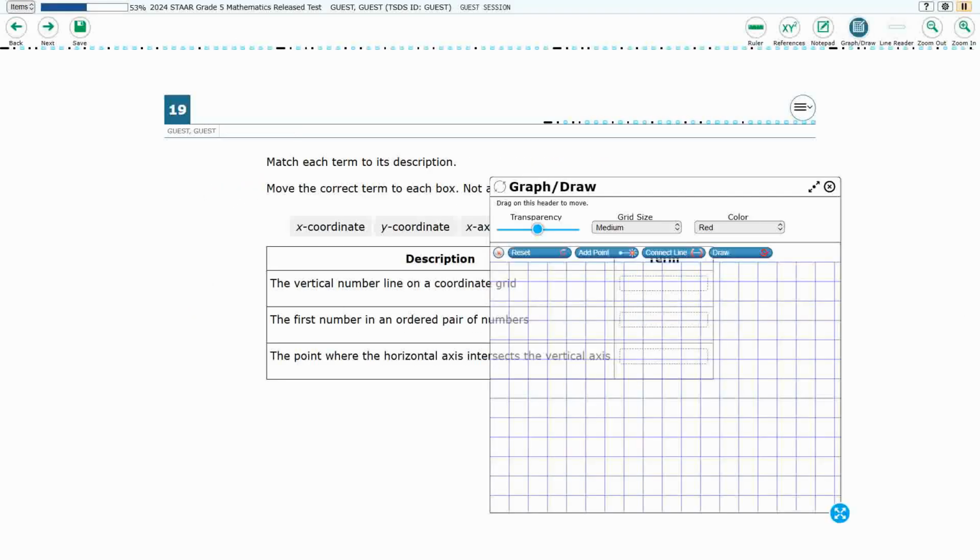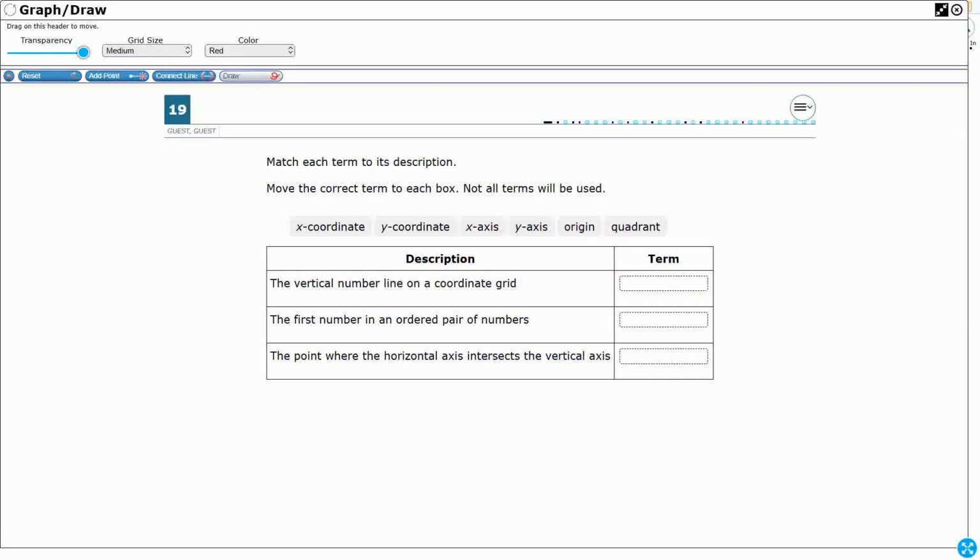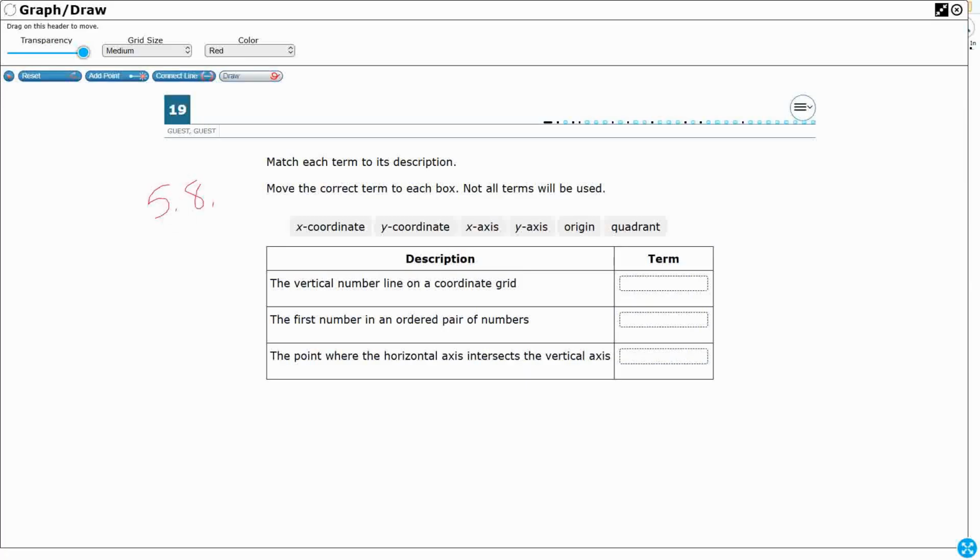For number 19, we are looking at the attributes of the coordinate plane. This is standard 5.8a, and we simply need to match some of our terms here. And so we have the vertical line, number line on a coordinate grid, the first number in an ordered pair of numbers, and then the point where the horizontal axis meets or intersects the vertical axis. So if we're thinking of a coordinate grid, and in 5th grade we're just looking at quadrant 1, so we've got some positive numbers going this way, some positive numbers going this way.